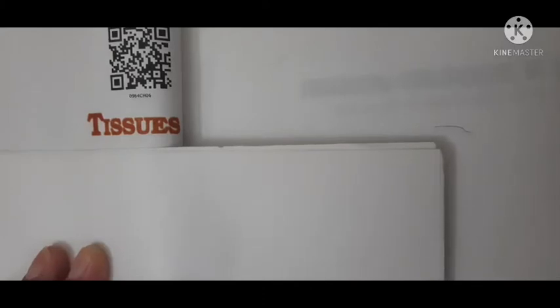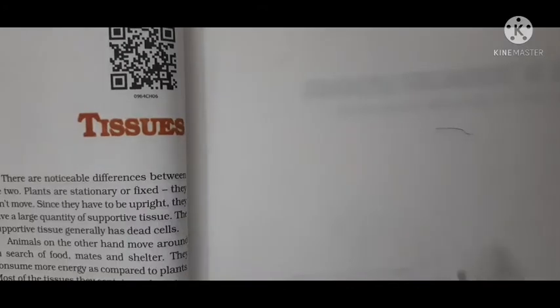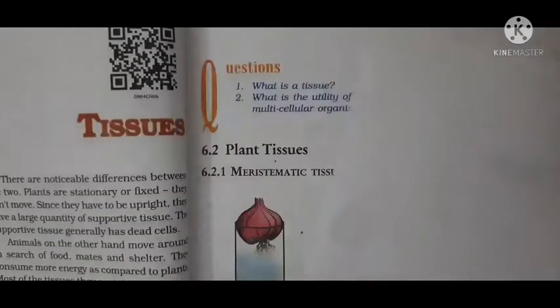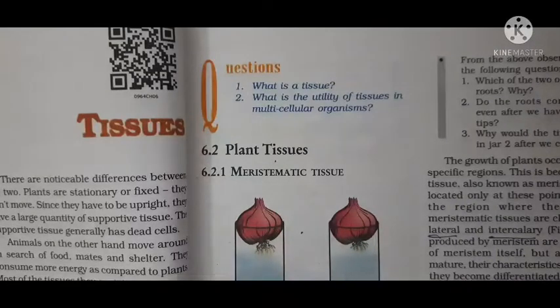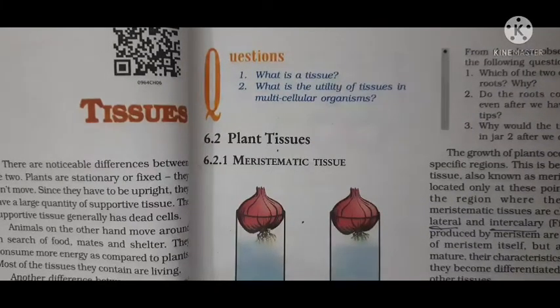So students, today we will revise chapter 6, that is tissues. We have almost completed plant tissues, and we have also completed some portion of animal tissue. So it is very easy. You all know what is tissue. Tissue are a group of cells having same shape, size and function.